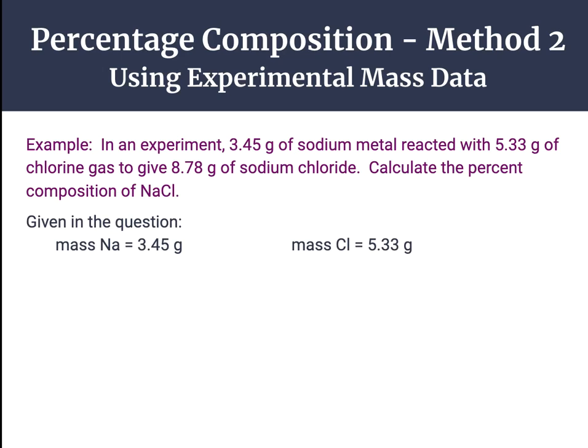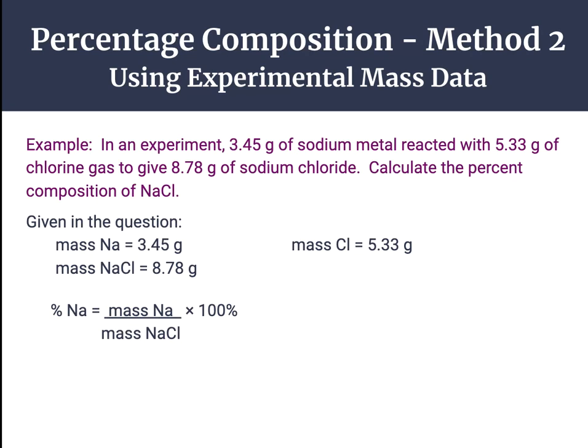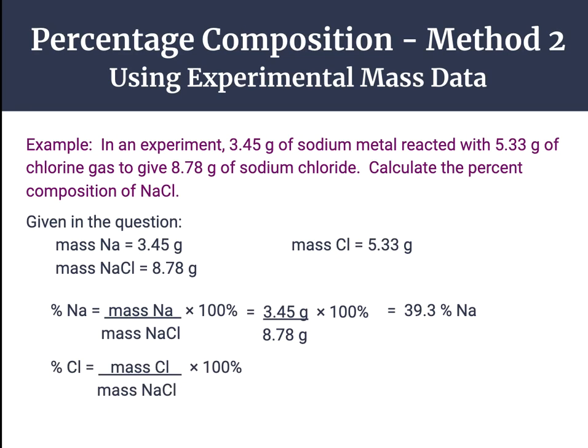So given in the question is the mass of sodium, the mass of chlorine, and the total mass. To calculate the percent mass of sodium, we just take the mass of sodium over the mass of the whole compound. So 3.45 divided by 8.78 times 100% gives us 39.3% sodium. And then for chlorine, the mass of chlorine over the mass of sodium chloride, 5.33 divided by 8.78 times 100%, so 60.7% chlorine.